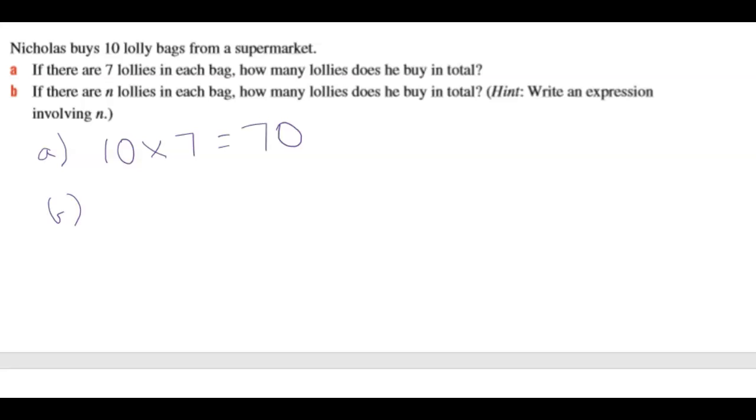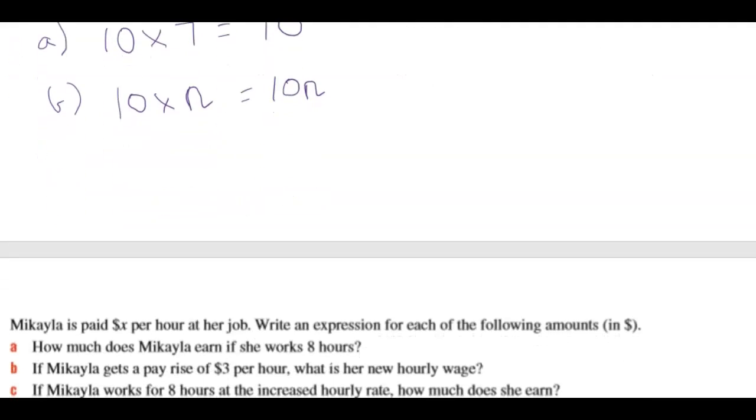But let's say we don't know how many lollies are in each bag. How many will he buy in total? It's kind of the same thing. He still has 10 bags, but this time the number of lollies is unknown, so it's just going to be n. And then remember, we don't write algebraic expressions with a multiply sign. So it's just going to be 10n.